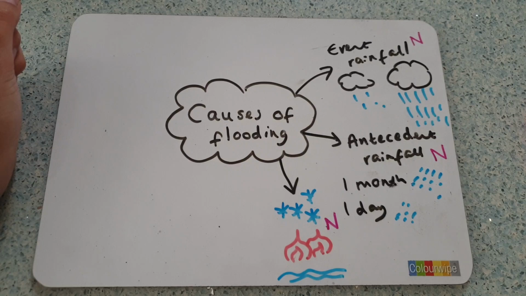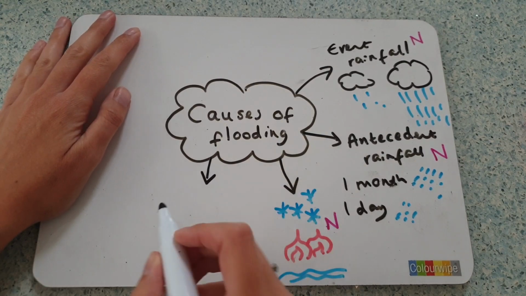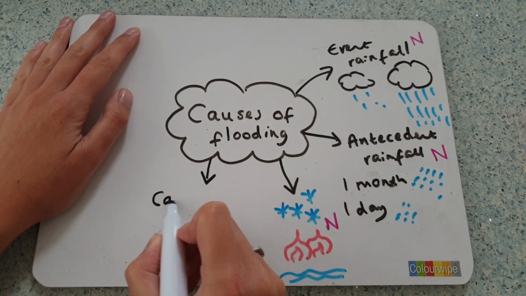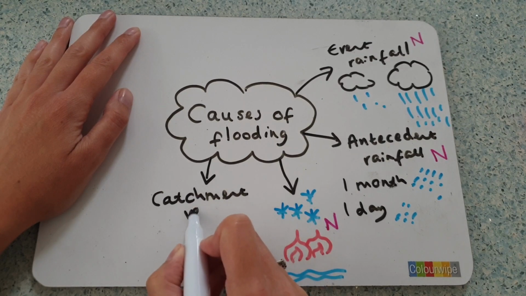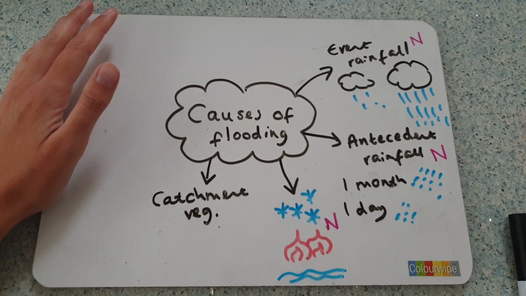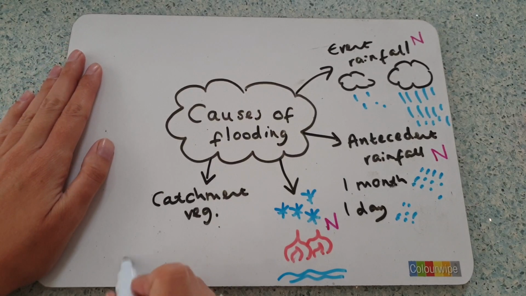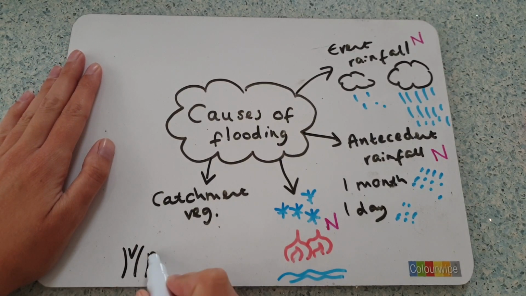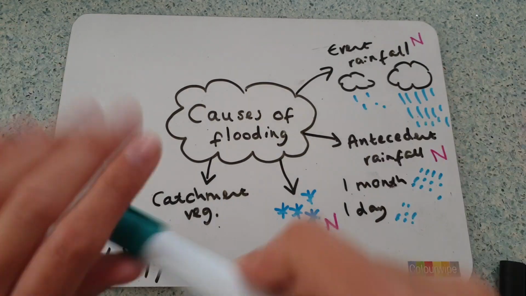So what should we do next? Let's talk about vegetation, because that's an interesting one. And on your diagram, they call it catchment vegetation. I'll put veg, you know what I mean. And what that means is the type of vegetation that is in your catchment will determine how likely it is to flood. So say, for example, one part of your catchment has got some forested areas.